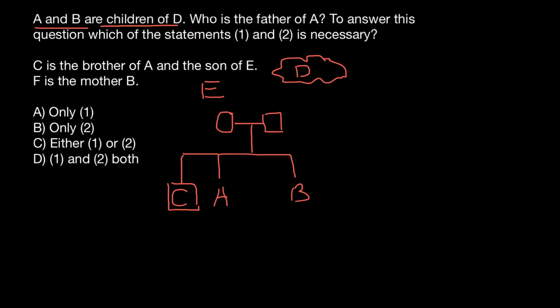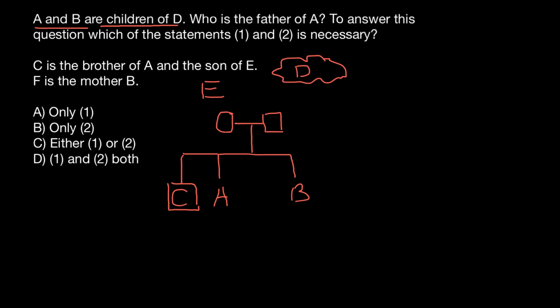So as you see, using this statement, we can only find that one of the parents is E and one of the parents is D, but not specified who is the father of A, whether E or D. So let's check statement number 2.